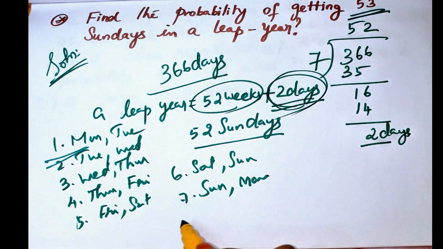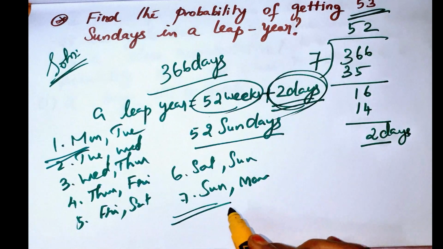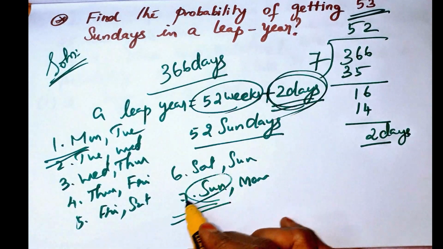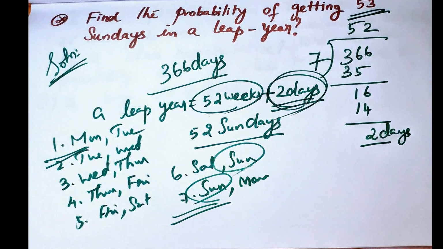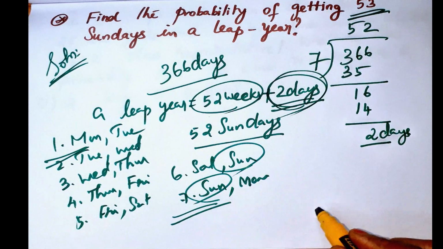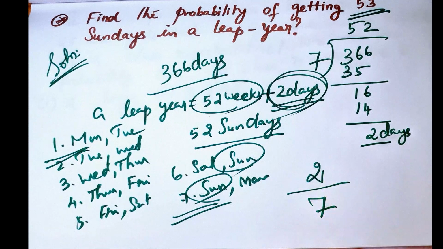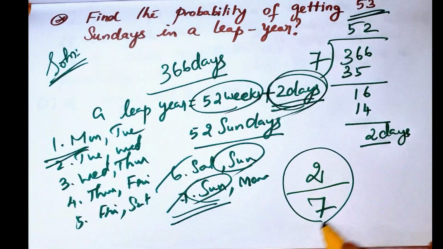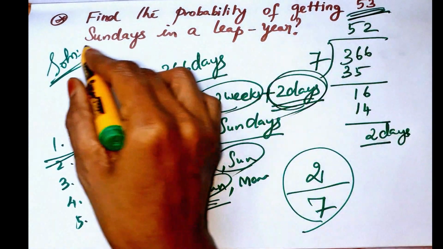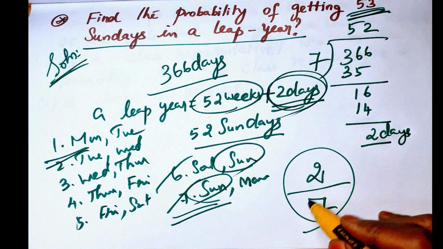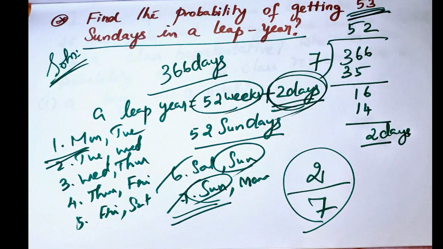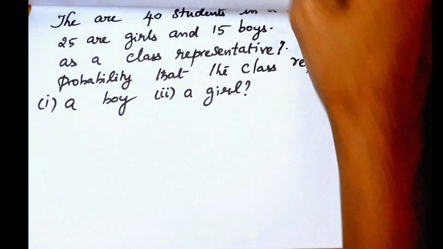Out of 7 possibilities, we are in need of Sunday. Here we have one Sunday, and here we have one Sunday. So totally 7 options we have. In that we want only 2, because this and this alone having a Sunday. So the probability of getting 53 Sundays in a leap year is 2 by 7. Is it clear? Move on to the next one.